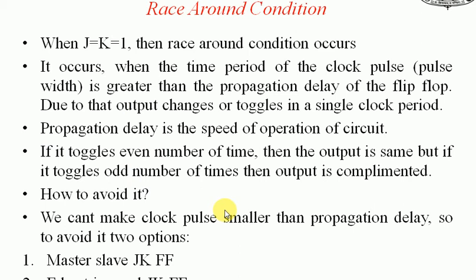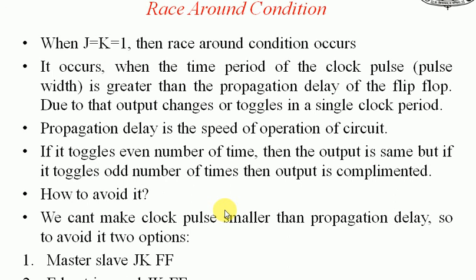Race around condition. When J equals 1 and K equals 1, the race around condition occurs. So it occurs in the T type flip-flop also. When the time period of the clock pulse is greater than the propagation delay of the flip-flop, the output changes or toggles in a single clock period. Propagation delay is the speed of operation of the circuit. If it toggles an even number of times, then the output is the same, but if it toggles an odd number of times, then the output is complicated. How to avoid it?